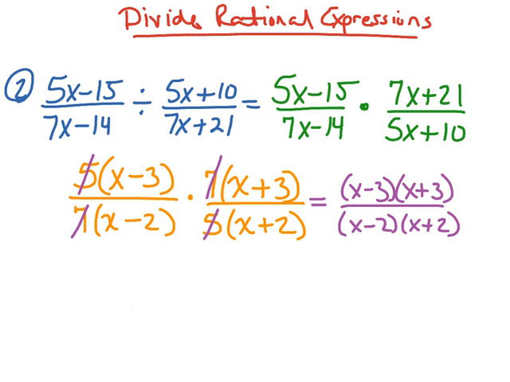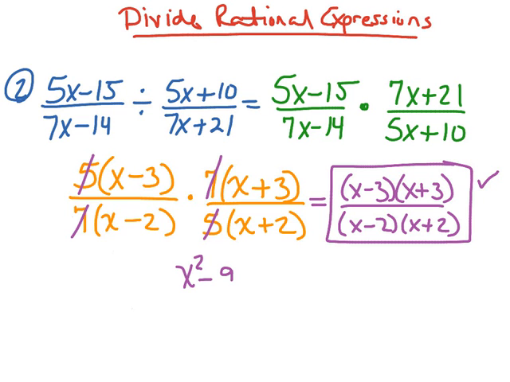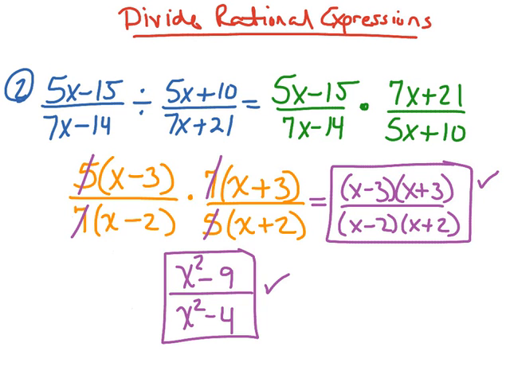and x plus 2. Now, I could leave it like this in its factor form. That would be okay. Or I could actually do FOIL and multiply those out and simplify that. I think that's what I'll go ahead and do. X minus 3 times x minus 3. If I go through FOIL, I end up with x squared minus 9. And for my denominator, x minus 2 times x plus 2, if I go through FOIL and I multiply those together, I end up with an x squared minus 4. So this would be another way that we could write our answer.